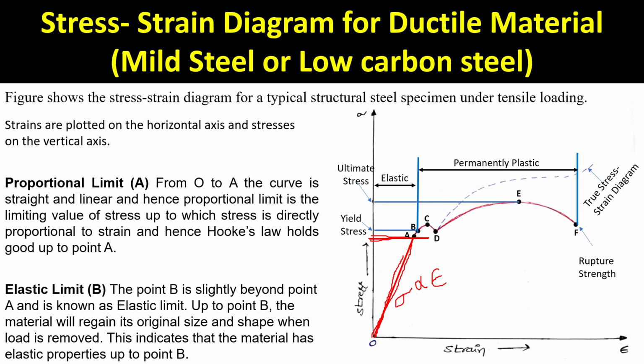So we are applying the load up to the point B, so the material possesses the elasticity property. So after crossing the load point B, the material will lose the elasticity property. So the point B on the curve we are calling as the elastic limit. So after the point B, it will go to the permanently plastic stage. Behind this point B the material possesses the elasticity property.